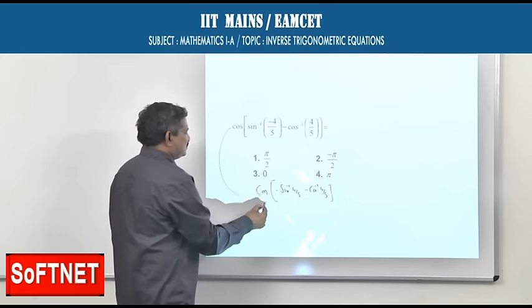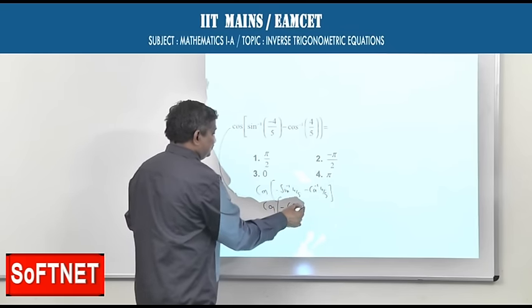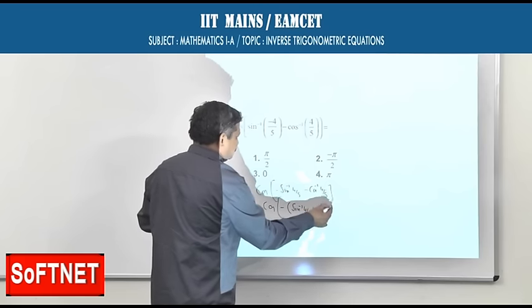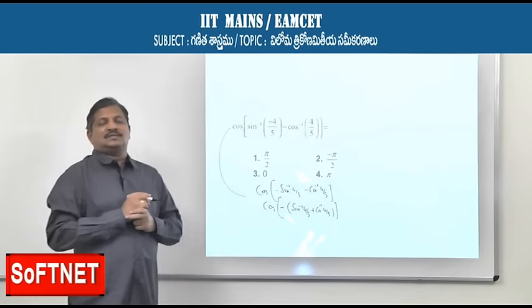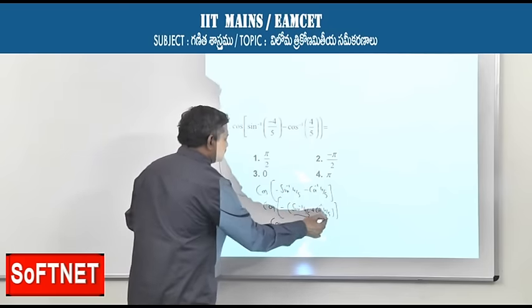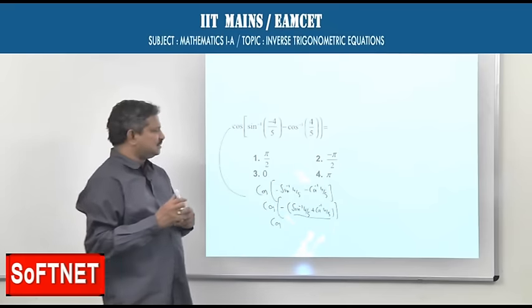Now, cos of minus sine inverse 4 by 5 plus cos inverse 4 by 5. Cos of this, we know that sine inverse theta plus cos inverse theta is pi by 2.